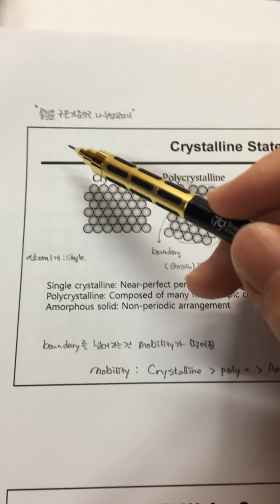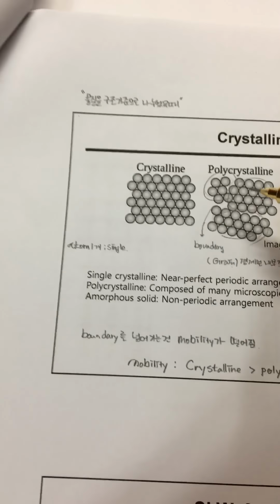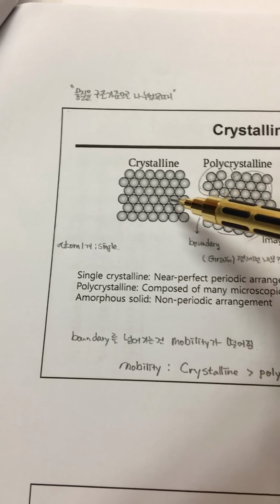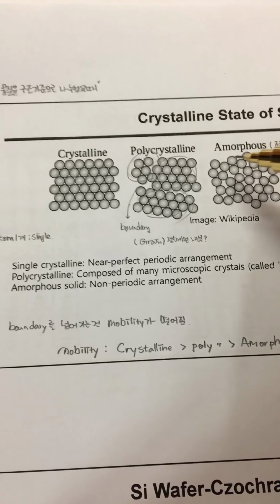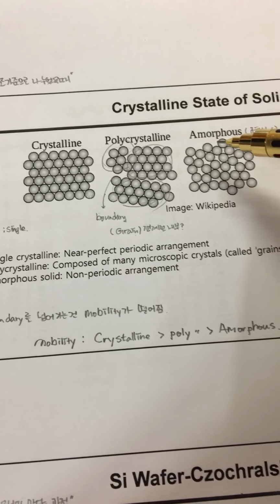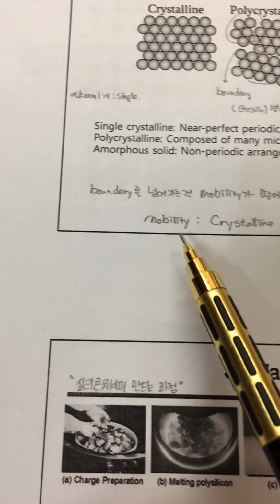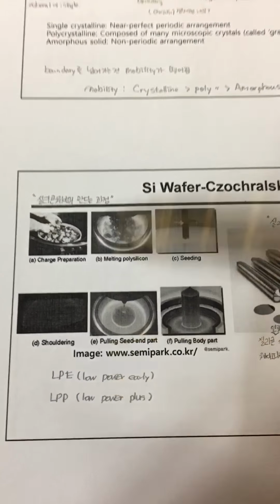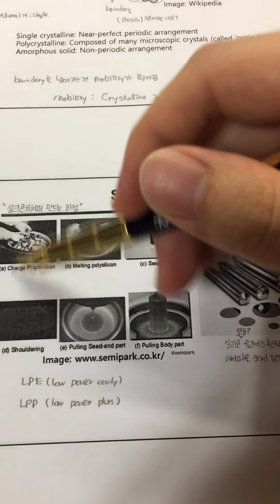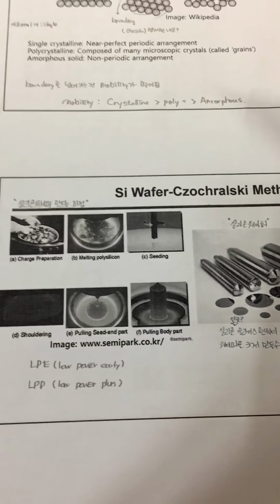We divide materials by structure. Crystalline is regular. Polycrystalline is regular but fragmented. Last, amorphous is not regular. Crystalline has the best mobility. Next is polycrystalline, and last, amorphous. This image is the silicon wafer process.